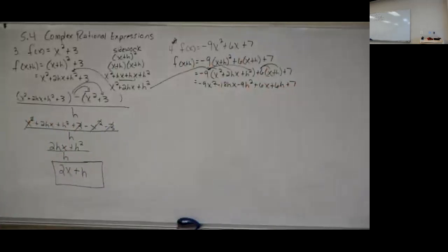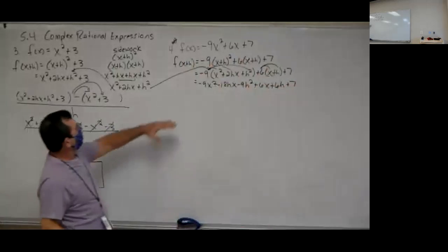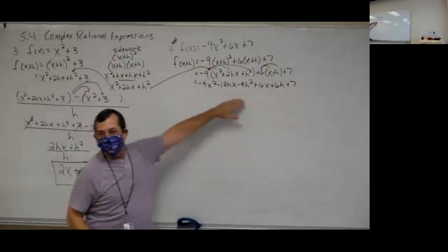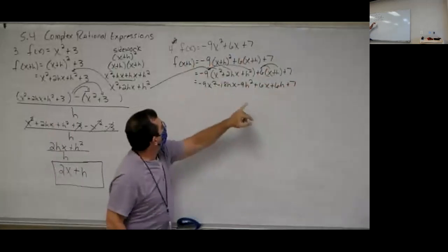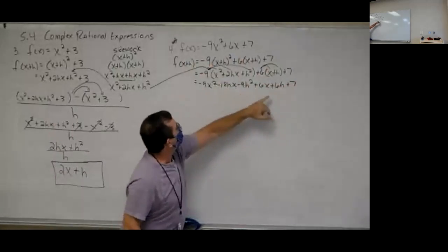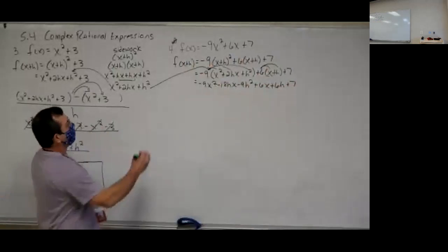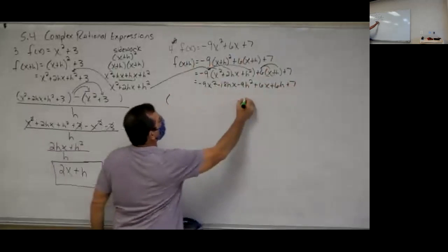Now, let me tell you the sad part. Sad part, there's no like terms in this. X squares can't add to nothing, hx's, the h squared, nothing's like terms. So I'm going to put all that into my formula.